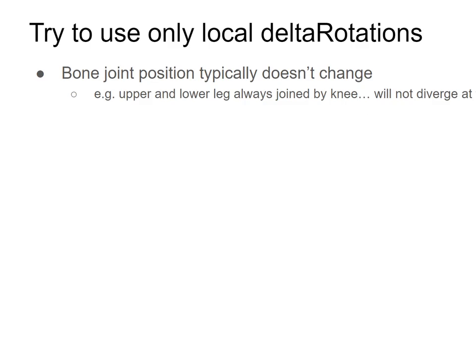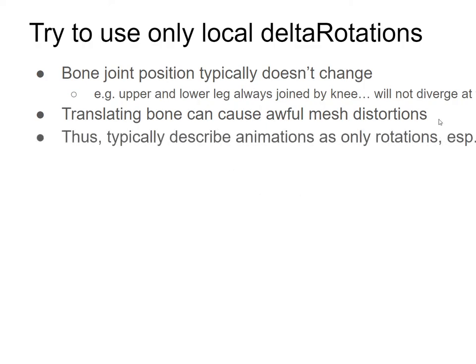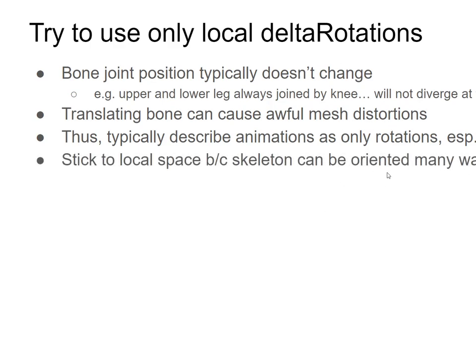The actual joint position will never diverge unless you get into some horrible accident, so we typically don't need to describe that. As we'll see in a second, if you try to translate a bone, it will cause really horrible mesh distortions. And for humans, if you think about how your joints work in your body, everything is essentially a rotation anyway. You can describe almost any human animation, at least for the body itself, as a rotation around the pivot, like a bone joint.